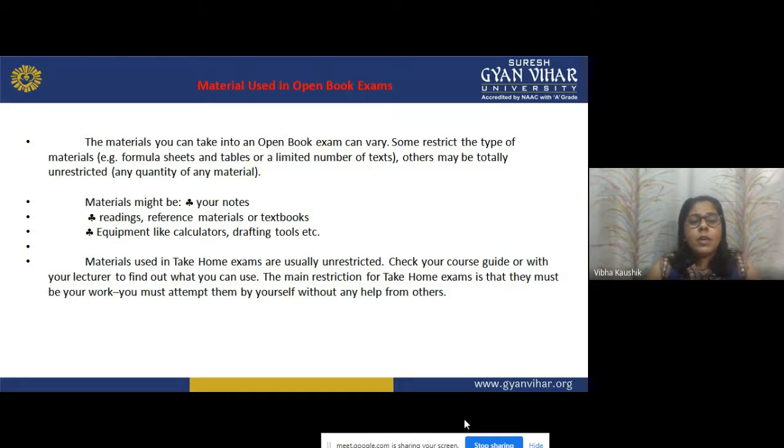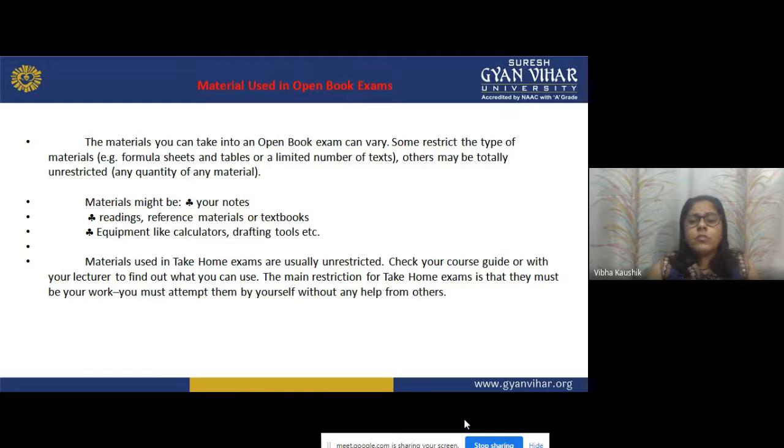Material used in take home examinations is usually unrestricted, meaning the material that will be used by the student while giving take home exams in an open book exam. They can use unrestricted material for completing their paper. Check your course guide or with your lecturer to find out what you can use. Now, you can consult your instructors or teachers or lecturers about what type of material can be used to give the exam.